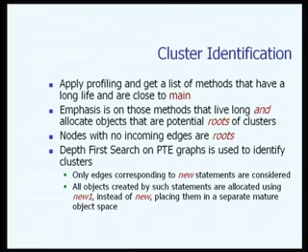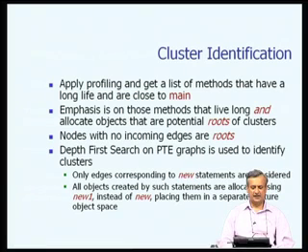So, how is cluster identification done? We apply profiling and get a list of methods that have a long life and are close to the main program. So, from the main program we are going to actually call many methods, and those we do not really want are methods which are deep inside the call chain from main, but we want those close to the main method. So, emphasis is on those methods that live long and allocate objects that are potential roots of clusters.